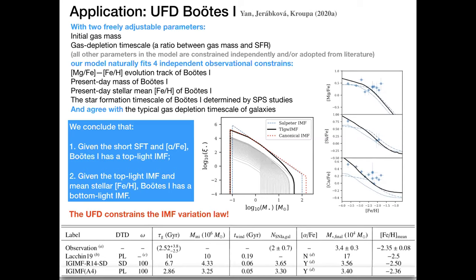Now we can do this because UFDs have a relatively simple star formation history, and especially the star formation timescale is very short. So we can constrain separately the top part and bottom part of the IMF.